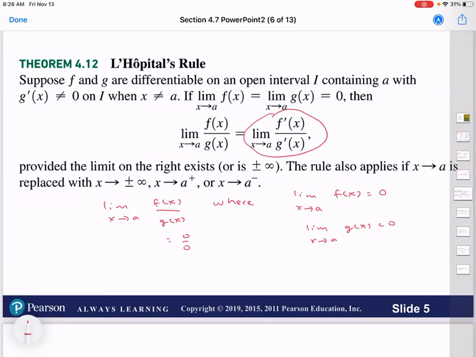Now, be careful here. We are not finding the derivative of f(x) over g(x). We are not using the quotient rule. It is just the derivative of the top divided by the derivative of the bottom. So that is L'Hopital's rule. Or if you have infinity over infinity when you take the limit of f(x) over g(x), then that is the same as the limit of f prime x over g prime x as x approaches a. Do you understand this? We'll do some examples, don't worry.